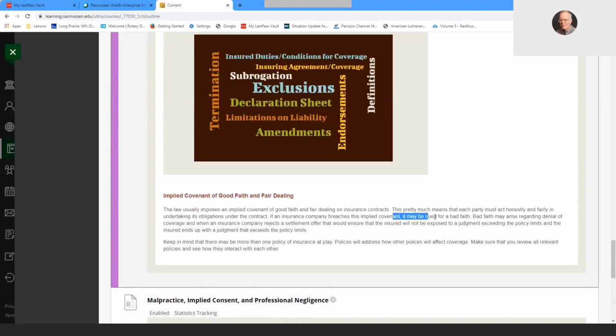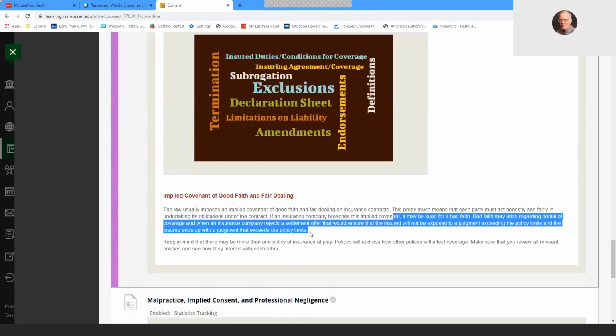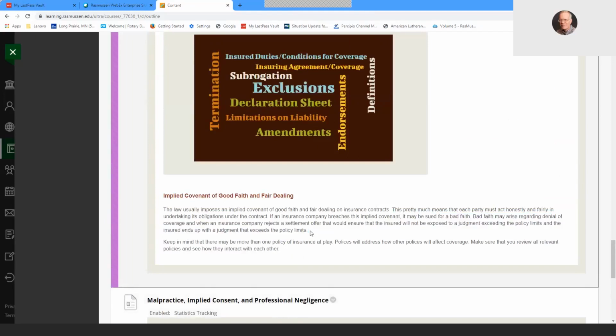Bad faith is something that has become more popular lately, that people are more willing to sue insurance companies for bad faith, for not being reasonable in how they pay out.